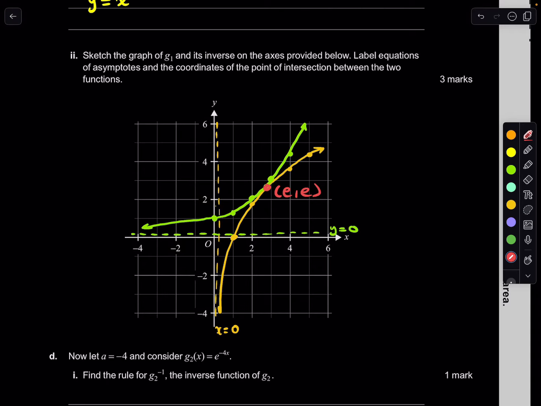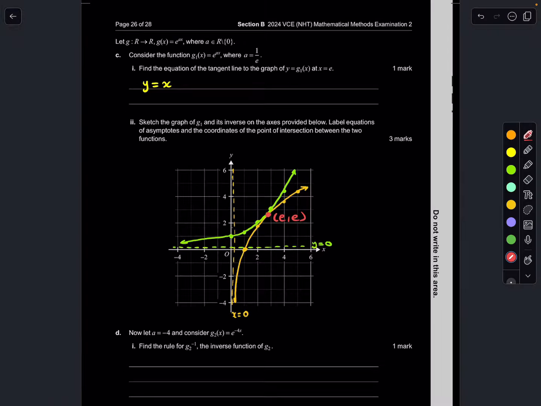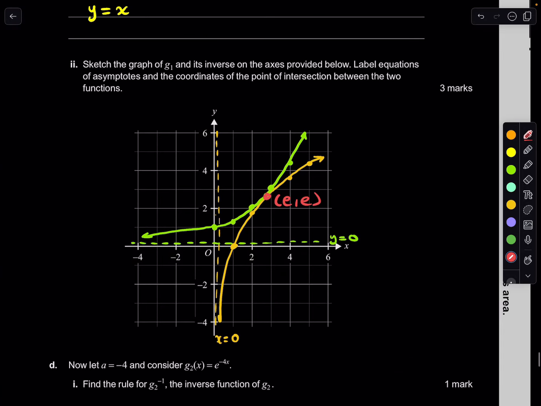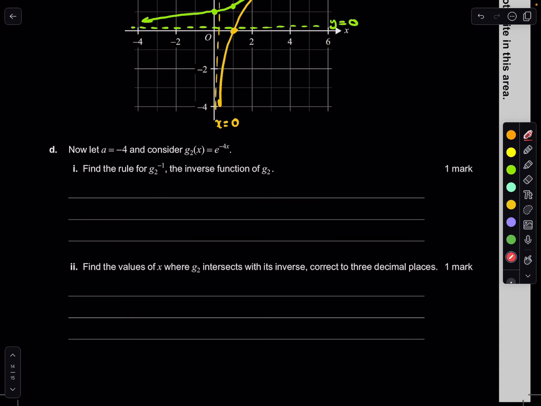Didn't draw it the nicest, but I hope that helps you. That's all we need for 3 marks. Question D. Let's have a try at this. Now, let a equal -4, and consider g2 of x. This is a new function, so e to the -4x. Find the rule of the inverse of function g2. It's only 1 mark. Let's do it by CAS.